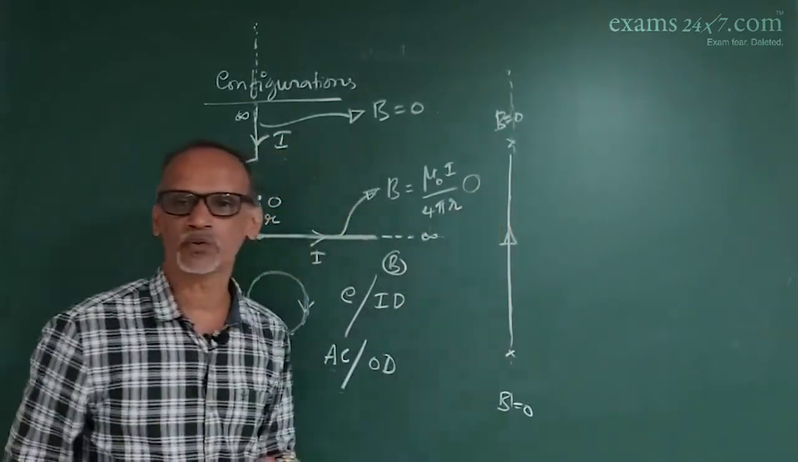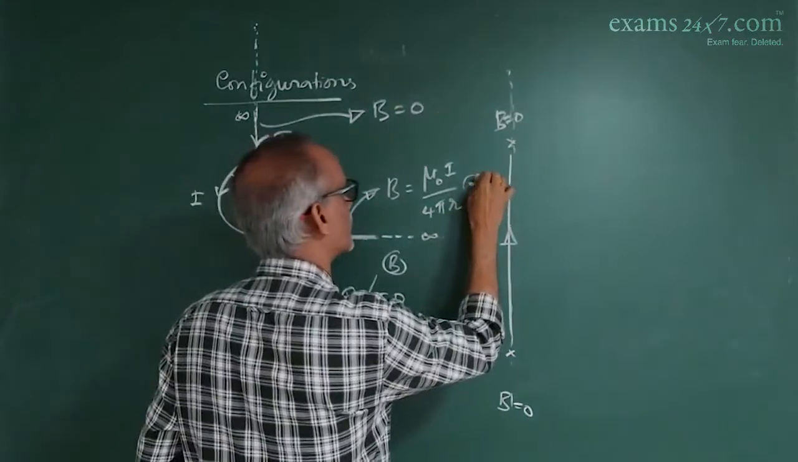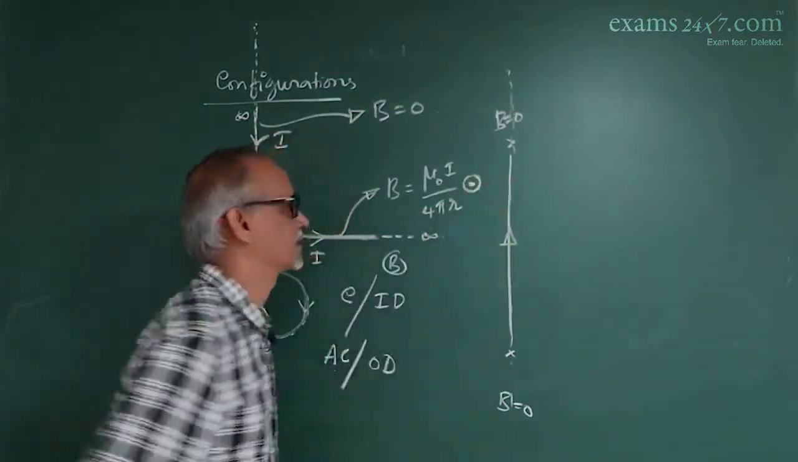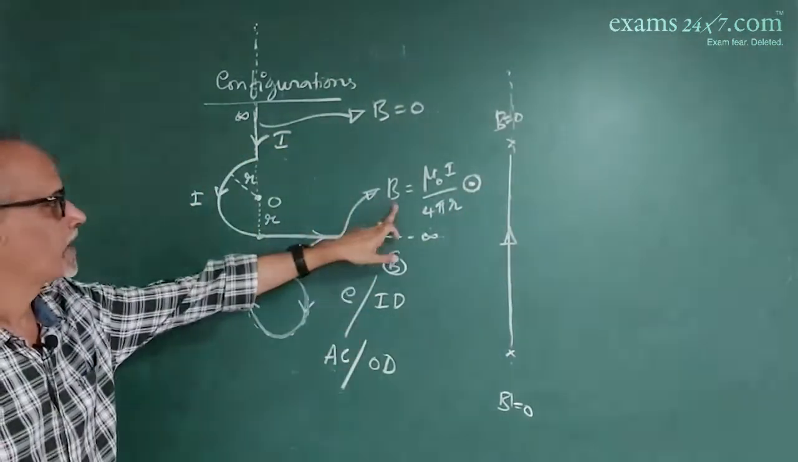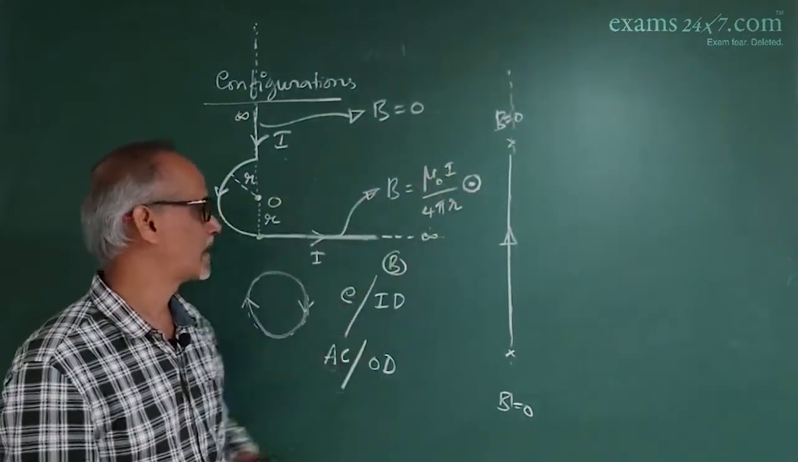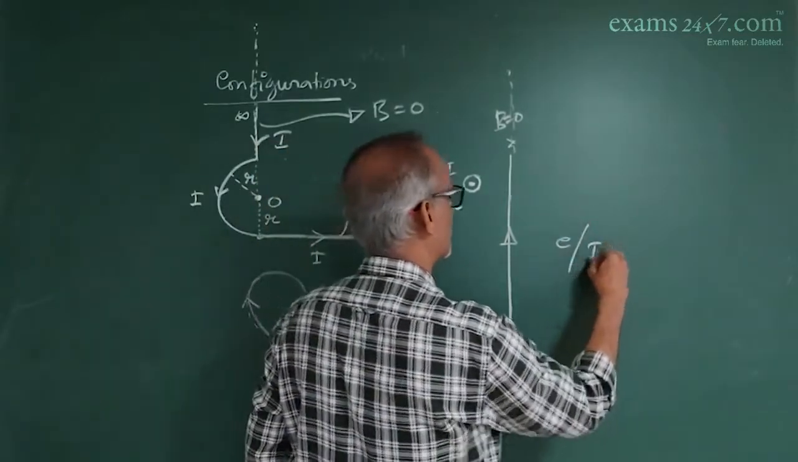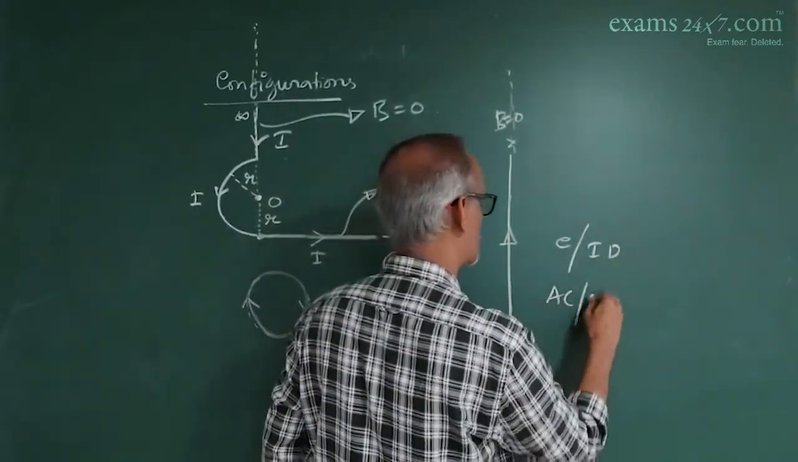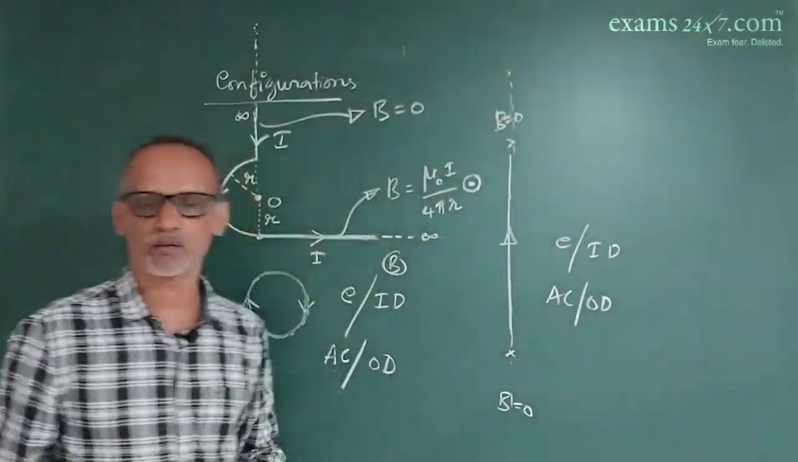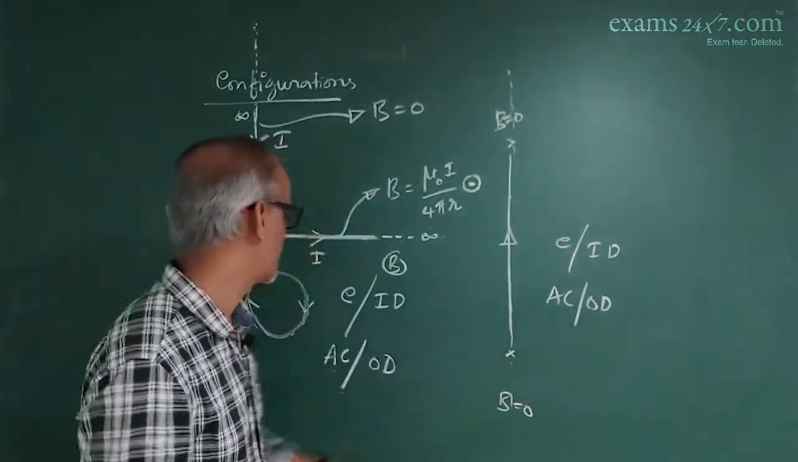For outward, the notation that is used is a dot like this. For inward, we use the notation cross. So the magnetic field due to this conductor at this point is given by mu naught I by 4 pi r, and it is outward. So do remember this point: clockwise is an inward direction, and anti-clockwise means outward direction. Anti-clockwise current, outward direction is that of the magnetic field.